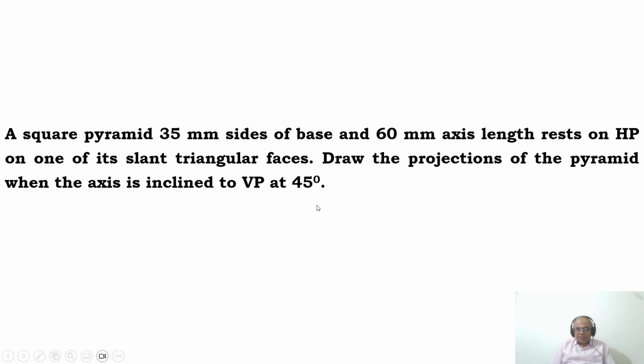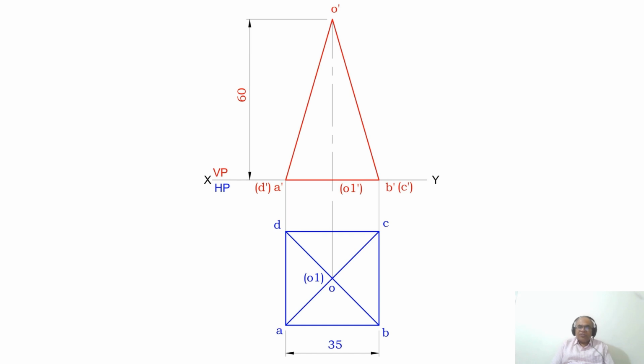To do this, first I have to analyze this problem. So to do that, first we will go for the initial position. See, he says one of the triangular faces has to rest on HP. So obviously that triangular face has to be perpendicular to VP. So if I want the triangular face to be perpendicular to VP, you have to get a line in the front view. So which is the triangular face which we are talking about? We are talking about O dash, A dash and D dash.